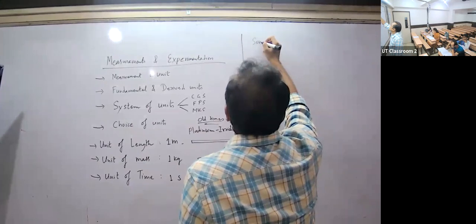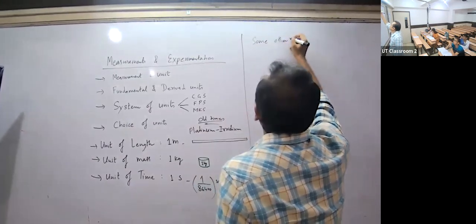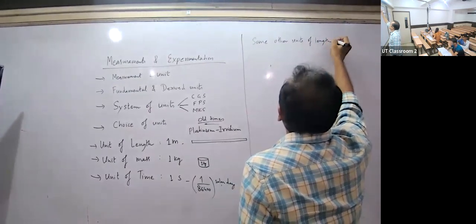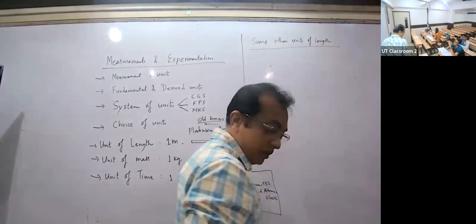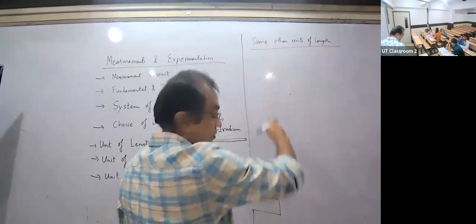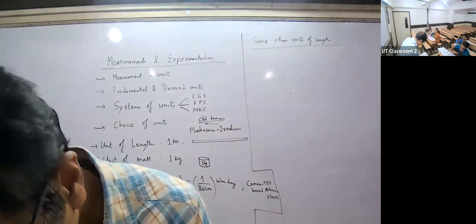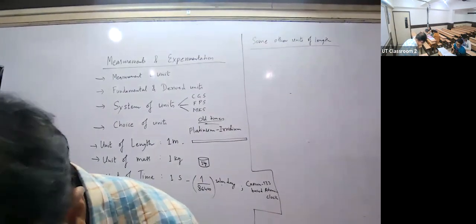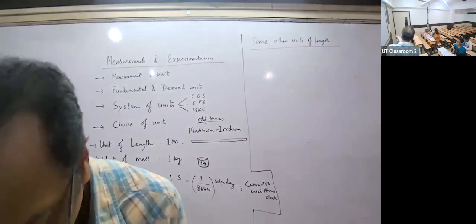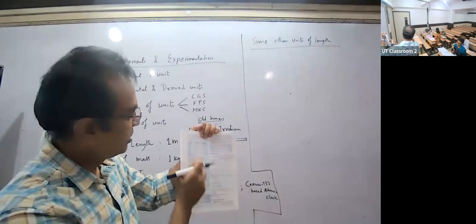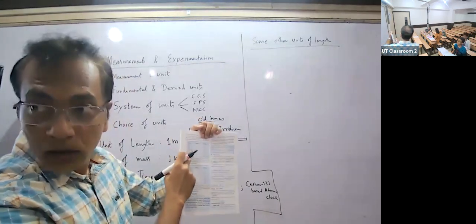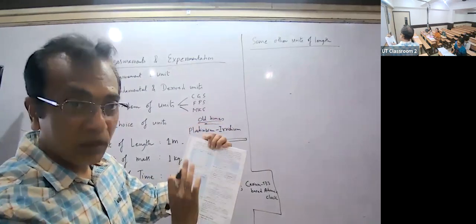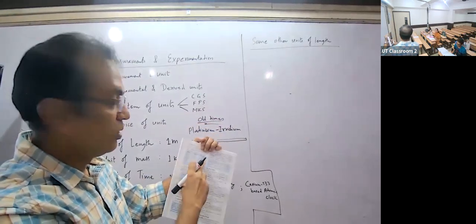All right. Some other units of length. Having understood what is a meter, now you have this table, deci and deca. Deci are smaller units, right? And deca is a bigger measurement. So deca is what? 10 meter. 10 meter is 1 decameter. Then hecto, so it is 100.